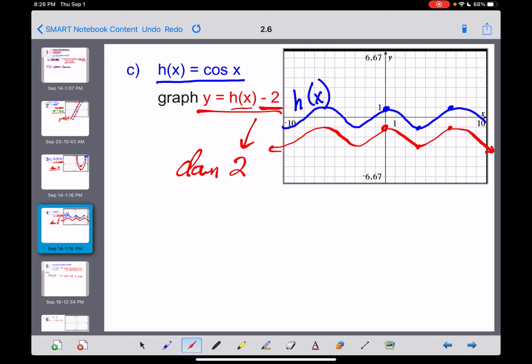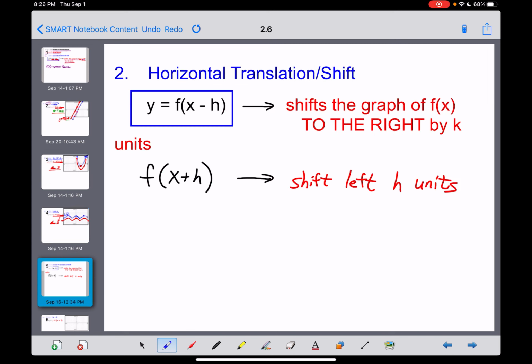So that's vertical transformations, everybody. When there's a number added at the end of a function, you move it vertically that far. If it's a plus 2, you would move it up 2, but since it's minus in this case, we move it down. Okay, so that is what vertical transformations look like. The next one we're going to talk about here, horizontal translations.